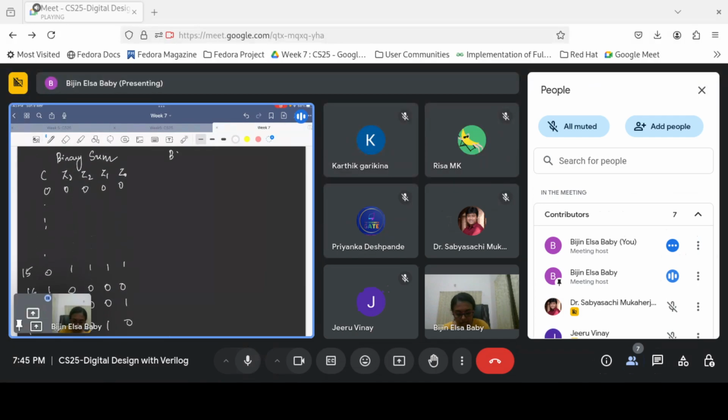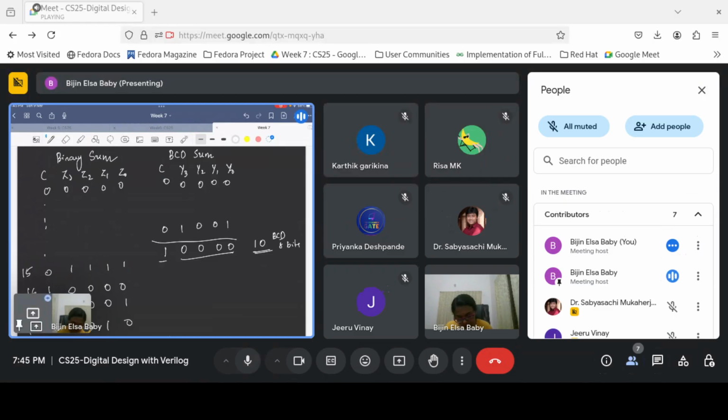So BCD somehow it will be the same, right? After 9 it will be 1 carry, so you need 8 bits to represent it: 1 0 0 0 0. This will be 1 carry. For BCD you need 8 bits: this 4 bits and 4 bits.